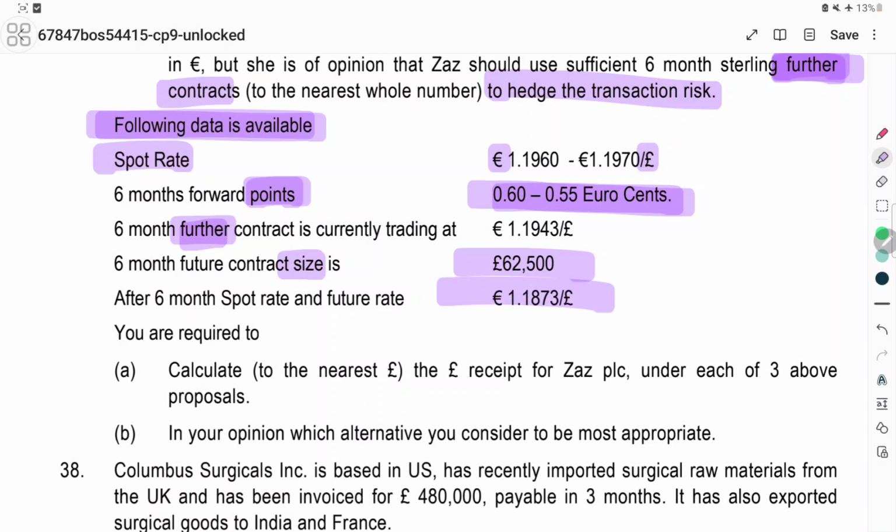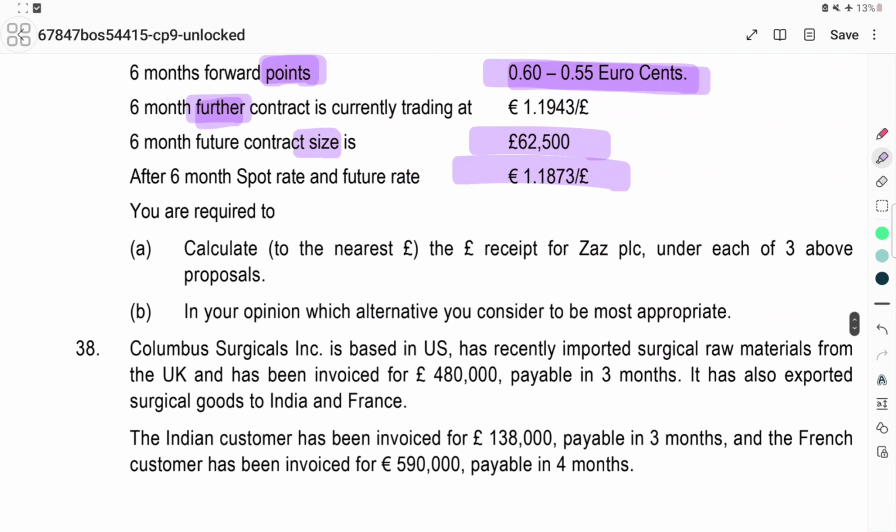After 6 months, the spot rate has been given to you, the actual rate after 6 months. This will help us to know the net benefit that we are generating from all these 3 alternatives, what is the highest value that we are able to generate in all the 3 alternatives, and depending on that we'll select the best alternative with the highest amount, right?